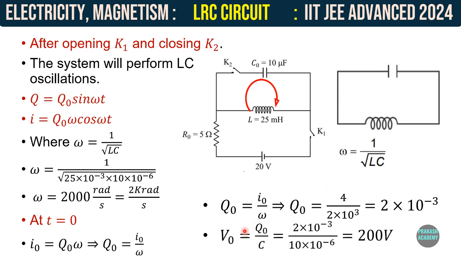We can also calculate the voltage across the capacitor just after closing this switch. That is Q0 by C, because Q equals CV, the formula we know. So V equals Q by C, and Q is 2 into 10 to the power minus 3, and C is 10 microfarad. So the voltage across the capacitor is 200 volt. So now you know all the answers, you can match the list.